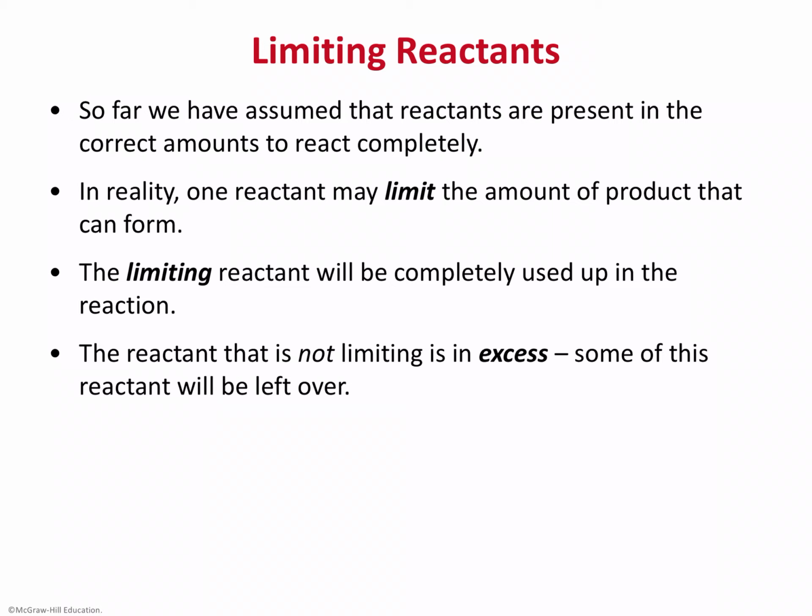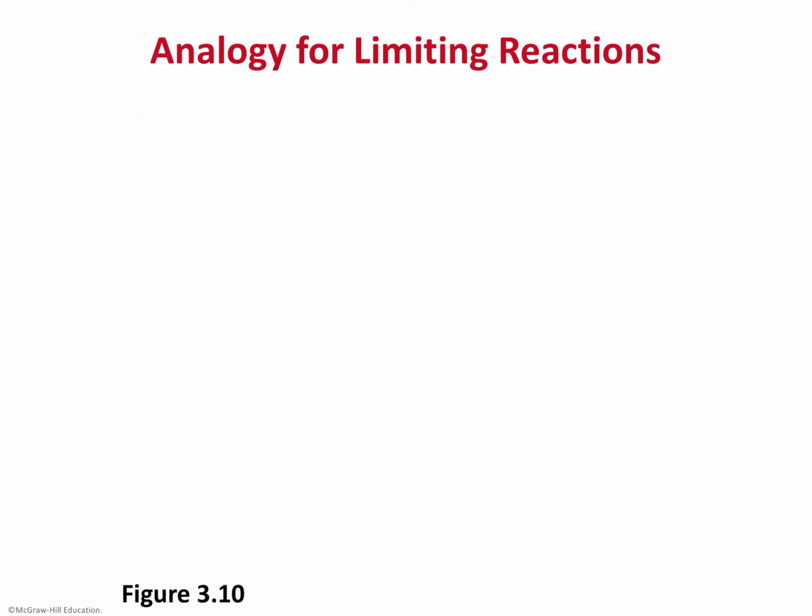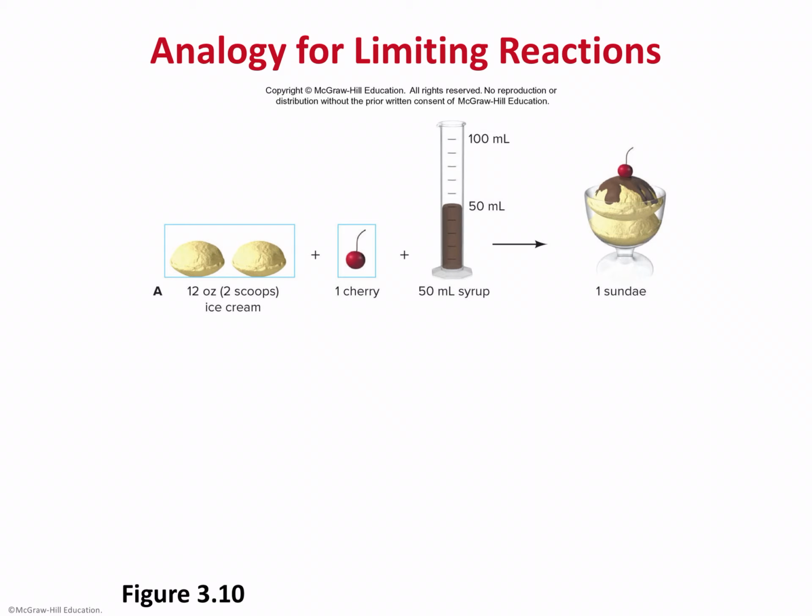So in the previous examples, we assumed that all the reactants react to give you the desired product. But in reality, it's not like that. One of the reactants would be limiting, because that is going to determine the amount of product that is going to be formed, and one of the reactants would be in excess. Okay, now let's look at this analogy with this example.